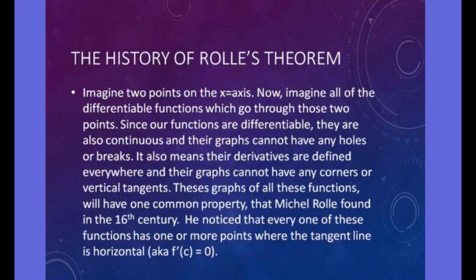So basically what it's saying is that there is going to be a tangent line that is horizontal at some point, as long as your starting and end points are at the same height. So basically it's guaranteeing that you have a min or a max between those 2 points. That's what Rolle's theorem guarantees you, that there is a min or a max between those 2 endpoints.